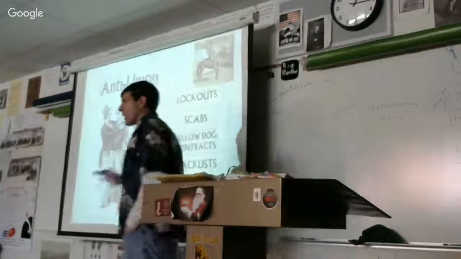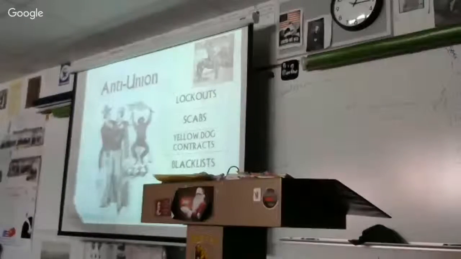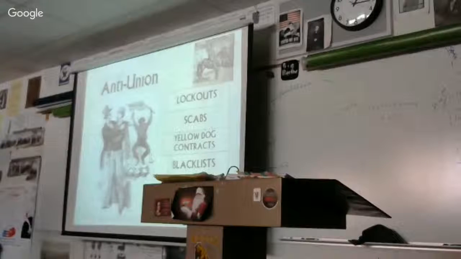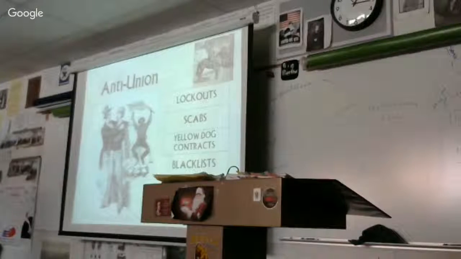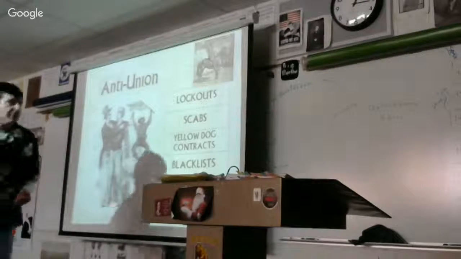Yellow dog contracts are contracts that workers are forced to sign. They force workers to sign those contracts, saying they won't join a union. The yellow dog, which means cowardly dog, that's the employer. Workers sign it because, well, they're scared. They need the work because they gotta live.